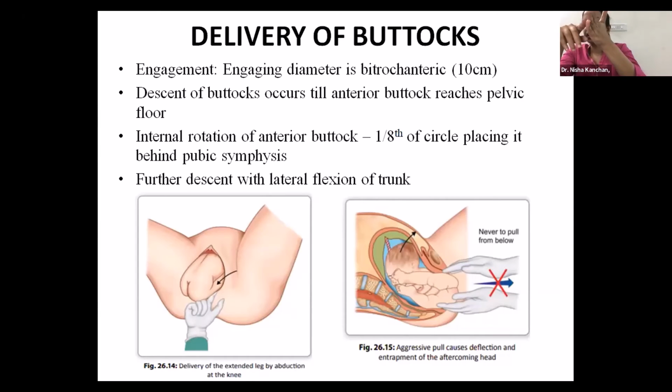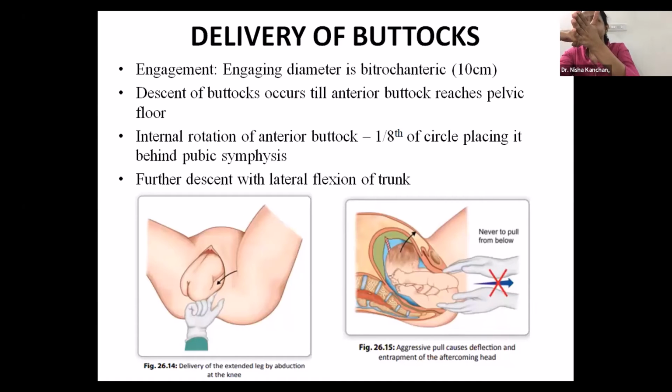So the first anterior buttock will be behind the pubic symphysis. Then there is descent and lateral flexion. After this, there is restitution. Again, the buttocks have to move into oblique diameter because above the buttocks, the shoulders are going to enter in the oblique diameter. Shoulders cannot, if the buttocks are like this in AP diameter, shoulders cannot enter the pelvis in the AP diameter because what is the diameter of the shoulders?